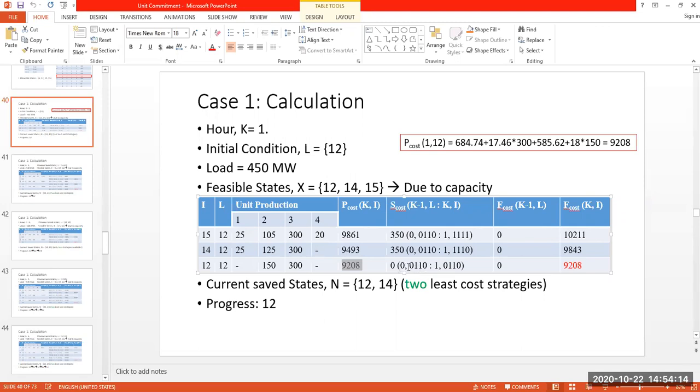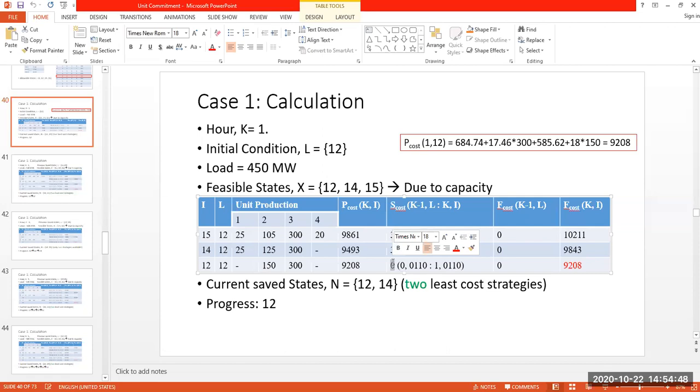So I am trying to transit from this combination and this interval to the next hour. The next hour is K, and for this page, K is 1. So this is K1, and for this row, I is 12. So again, this is 0, 1, 1, 0. Basically, there is no transition. We are not transiting from one state to another state. So the associated cost will be 0.